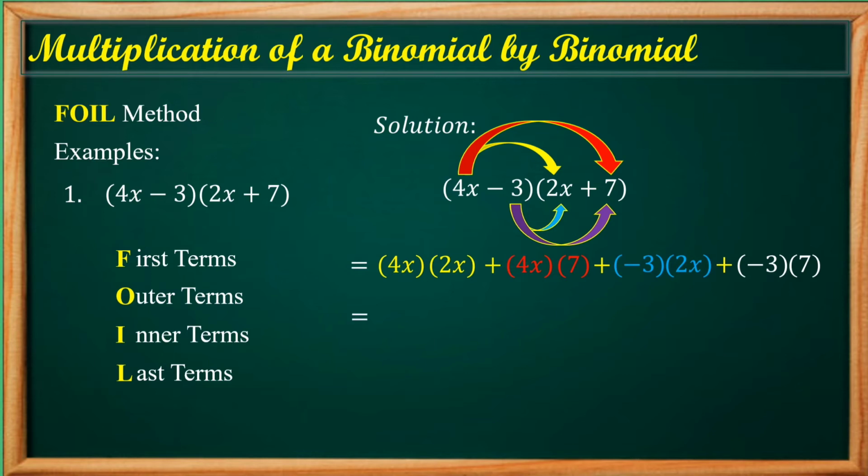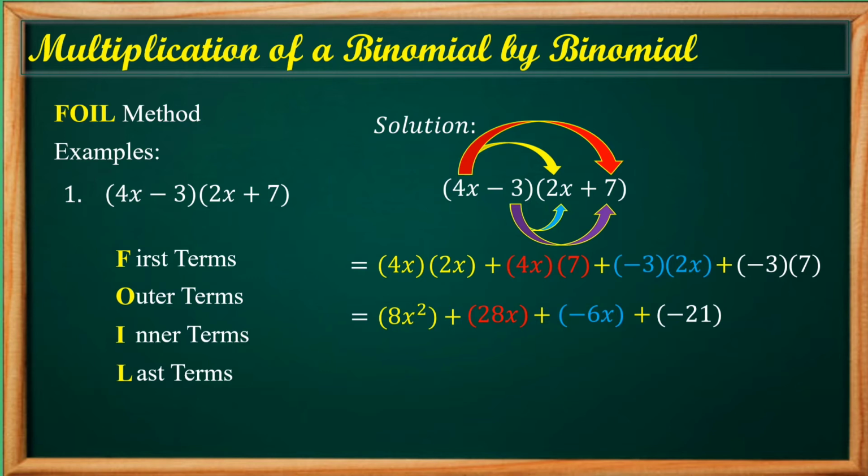Then applying the laws of exponents, you will have here 4 times 2 is 8, then x times x is x squared. Next, plus 4 times 7 is 28, then x. Plus, negative 3 times 2x is negative 6x. Then plus, negative 3 times 7 is negative 21.